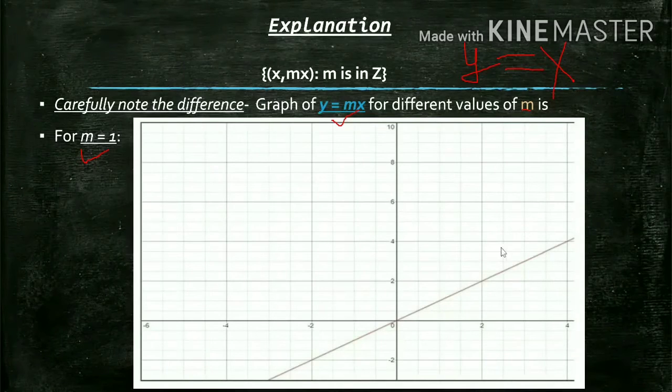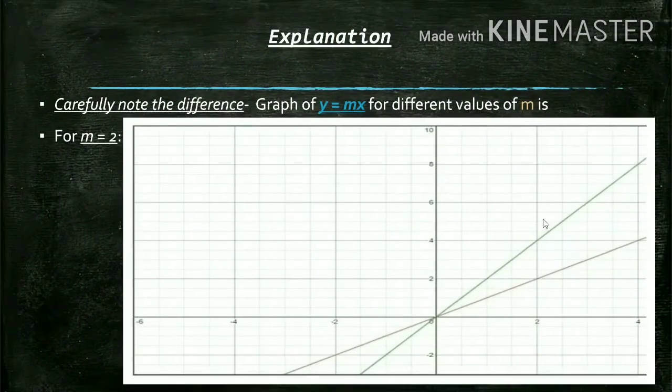If m equals 2, then the graph would look like this. This was the graph for y equals x, and this is the new graph of y equals 2x. Right? This is the graph. As I increase the value of m, the graph moves up, and here it moves down. Just carefully note the difference in how they are going.